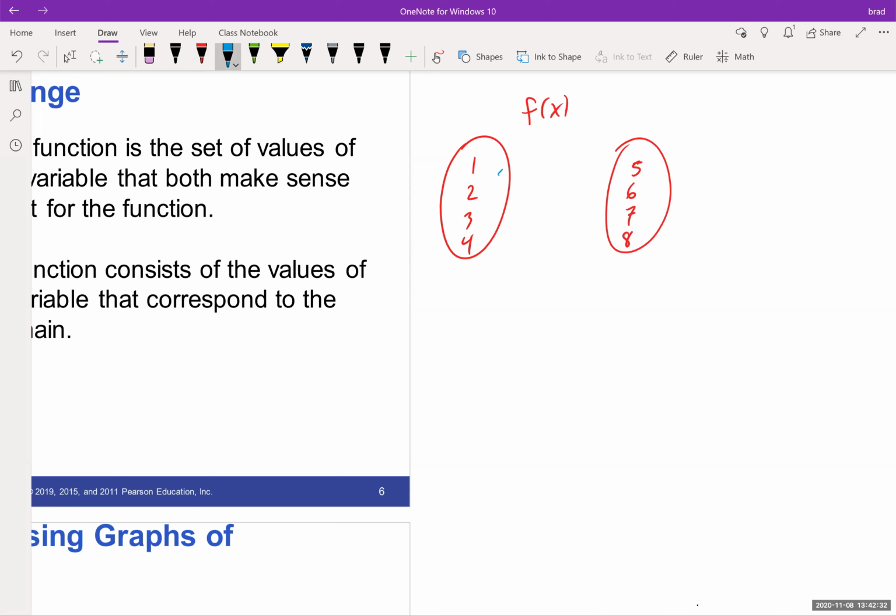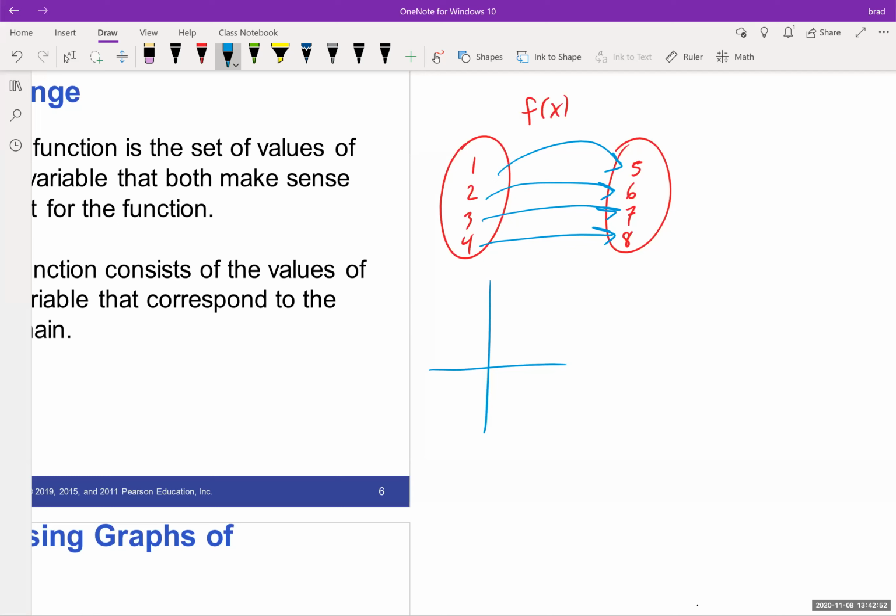So what I'm going to do is map 1 to 5, 2 to 6, 3 to 7, and 4 to 8. So what this is telling me is that this is in fact a function. And once again, I don't know if you guys remember all of this from algebra, but if something is a function, it would pass the vertical line test, right?